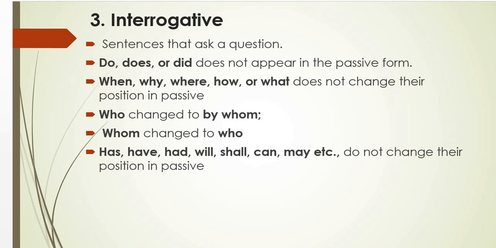Who is changed to by whom. Whom is changed to who. The other interrogative questions may be formed with the verb to have: has, have, had. These cannot change their position, including the modal verbs will, shall, can, may, etc. So let's see the examples here.